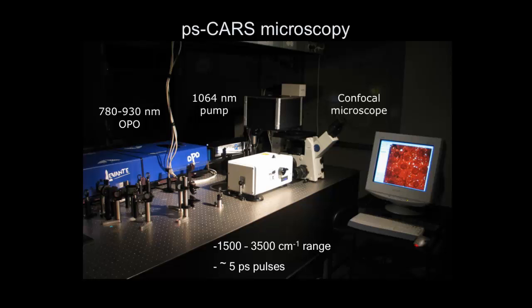This is the microscope that we use to do that. This is a regular laser scanning microscope. The same microscope we use to do confocal, two-photon fluorescence or second harmonic generation can also be used to do this nonlinear Raman.